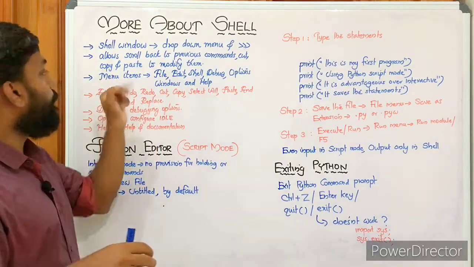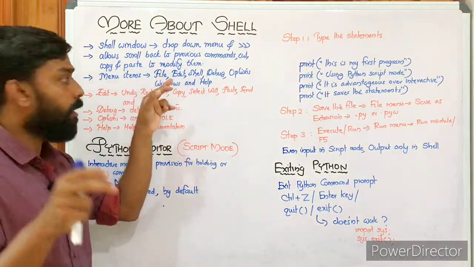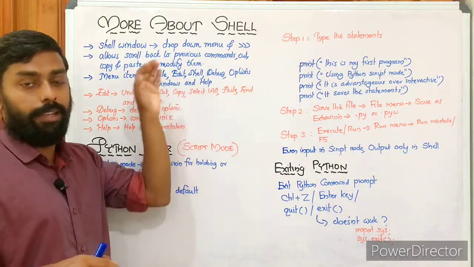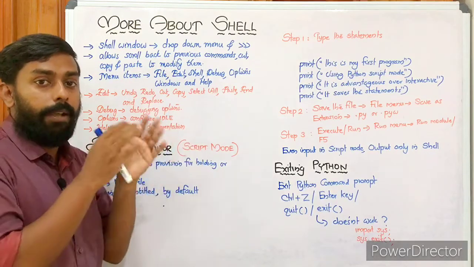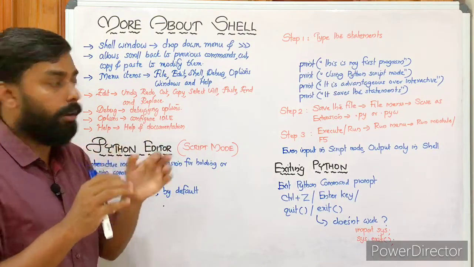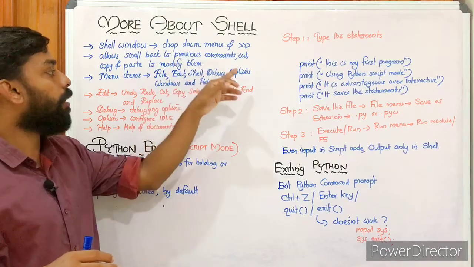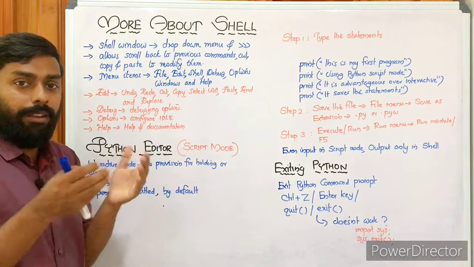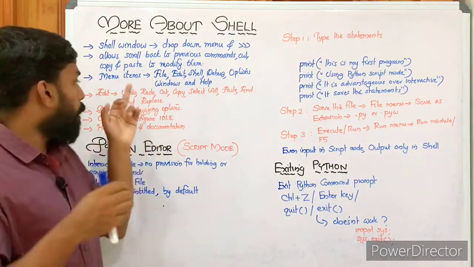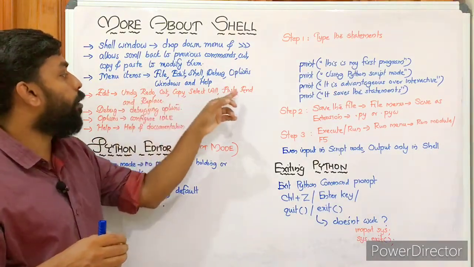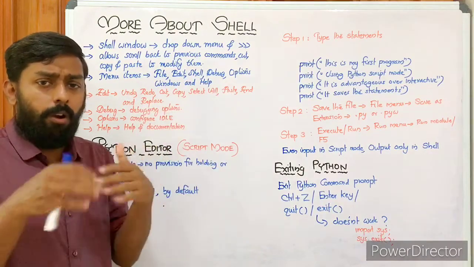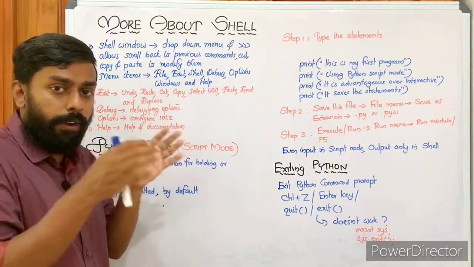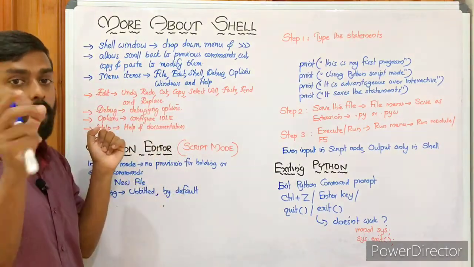Then the menu items, or menu options: file, edit, shell, debug, options, windows and help. These are the options available in Python interactive mode or shell mode. In edit mode, normally every software provides edit options like undo, redo, cut, copy, select all, paste, find and replace. These are the options in almost all editors, right? So here also Python shell mode provides all these options in the edit menu.